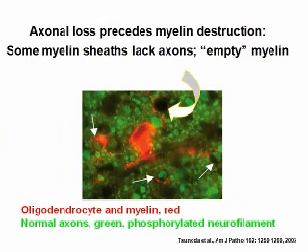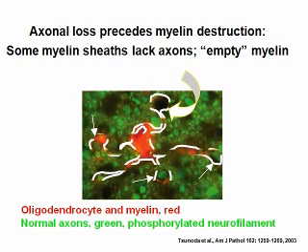In this slide, you can see a virus-infected oligodendrocyte in red and normal axons in green, stained by phosphorylated neurofilament. Here, one single oligodendrocyte wraps multiple normal axons. You can see red myelin sheaths outside and green axons inside. Interestingly, the top myelin sheath, pointed by a large arrow, lacks normal axon stain and looks empty.